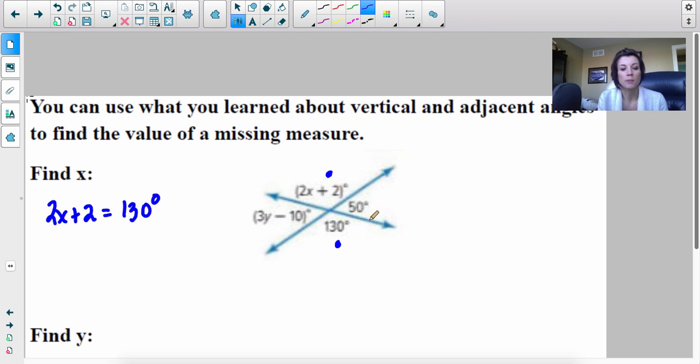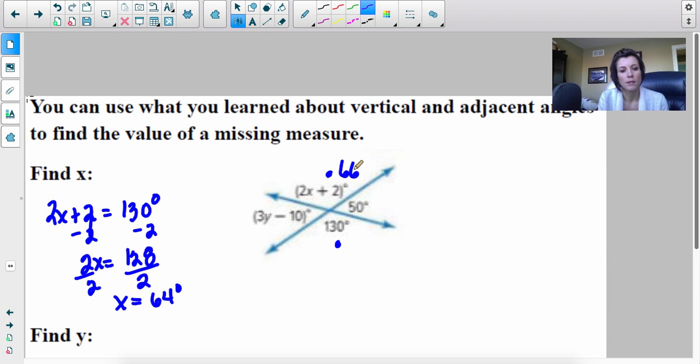Like I said, you could have done 2x plus 2 plus 50 is equal to 180 degrees, but that seemed not as easy. So we're going to subtract 2. 2x is going to be equal to 128. Divide both sides by 2. And x is going to be equal to 64 degrees. So if x is 64, we have to do 64 times 2 before we add 2, sorry. 128 plus 2 equals 130. And 130 plus 50 is 180, which I can check myself with supplementary angles.